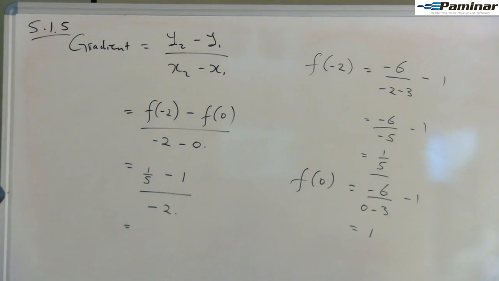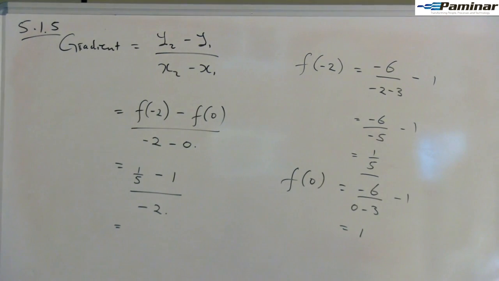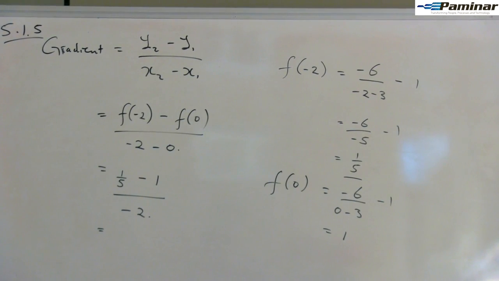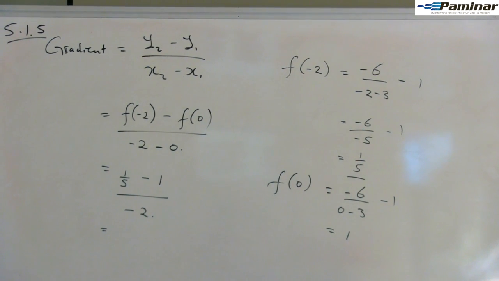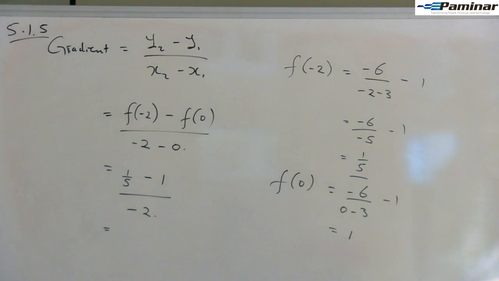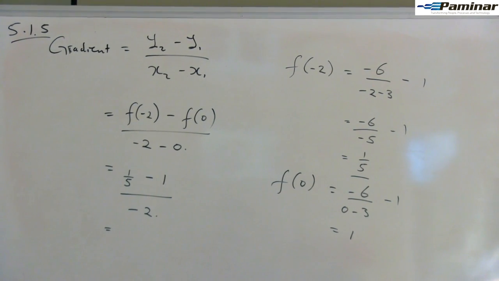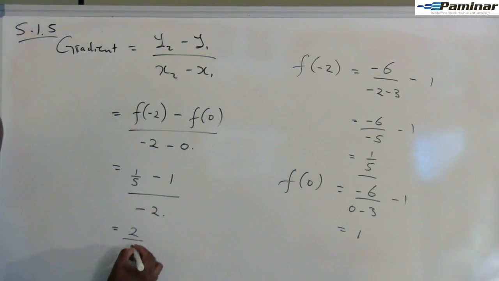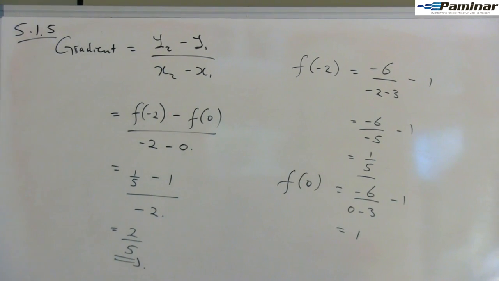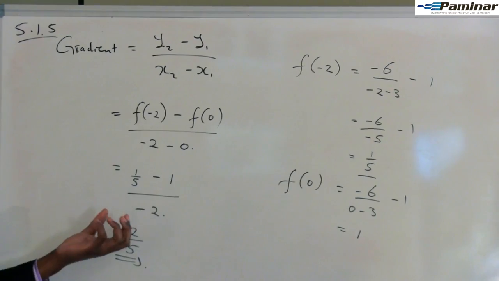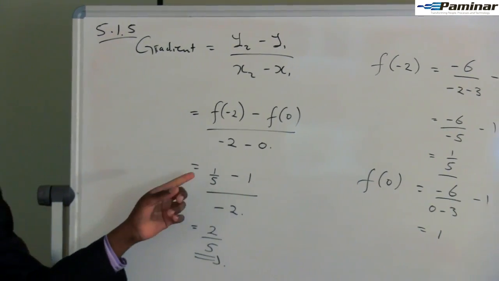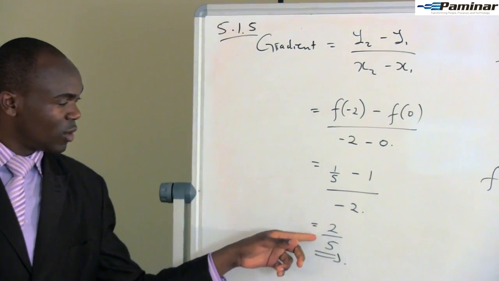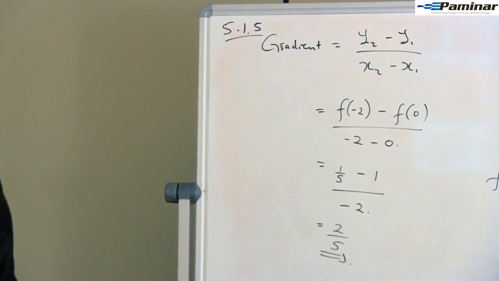You won't get minus, 2 over 5, right? 2 over 5. Done. Be careful. I will repeat. Be careful on how you use your calculator, because 1 over 5 minus 1, you're going to get minus 4 over 5. Minus divided by minus will always give you positive. That's why we shouldn't get a negative.